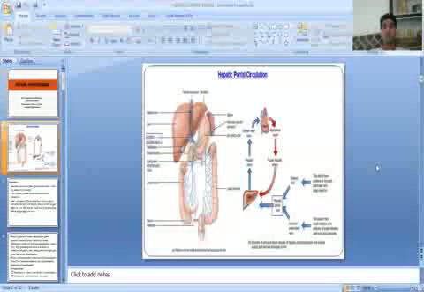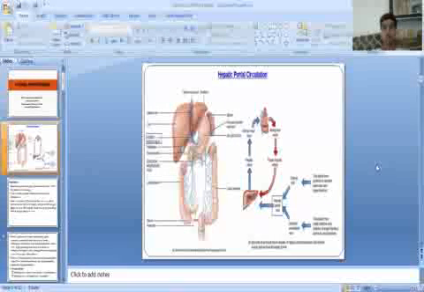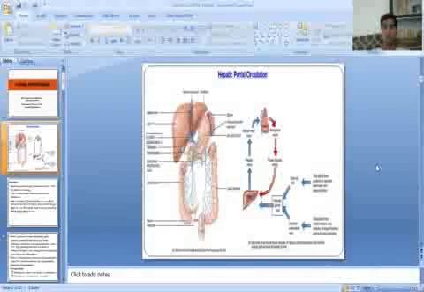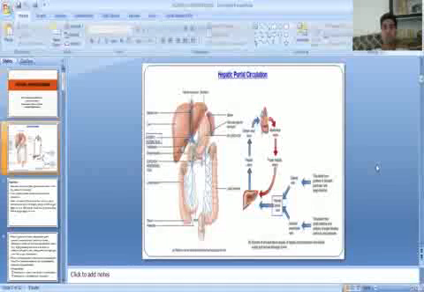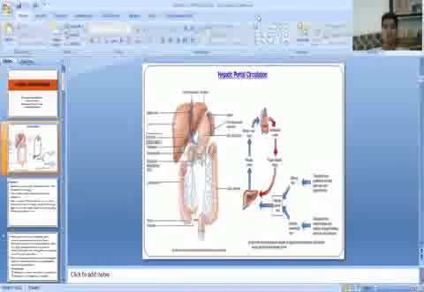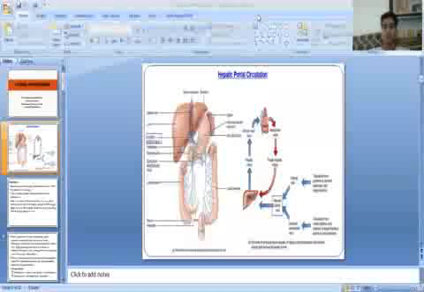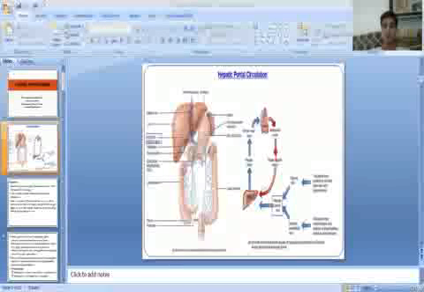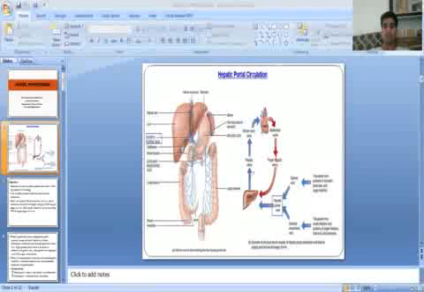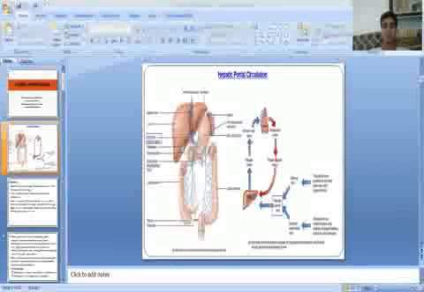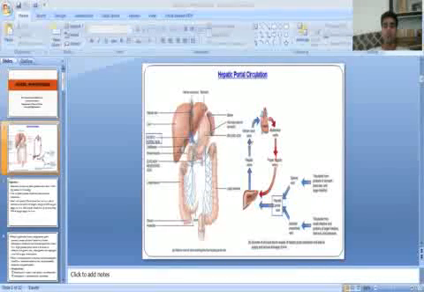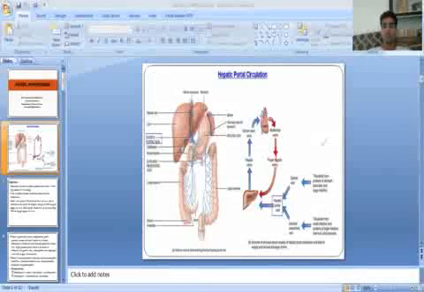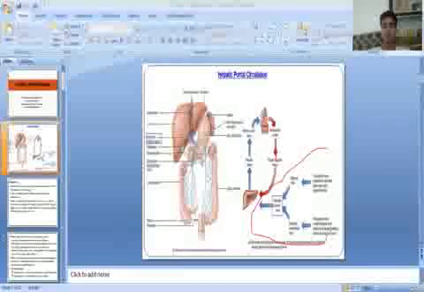In this diagram, you can see the hepatic portal circulation. The heart pumps blood into the abdominal aorta, and to the hepatic artery to the liver, and from the liver to the hepatic veins, via the inferior vena cava draining to the right atrium of the heart. This is the hepatic circulation, as you can see.